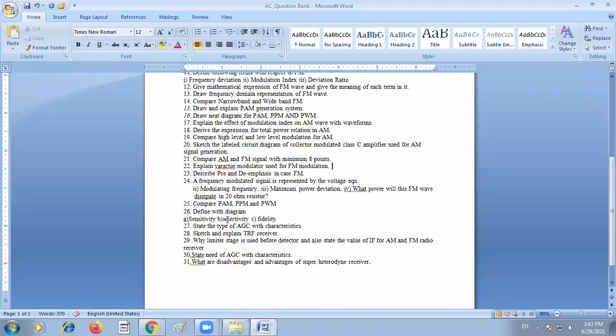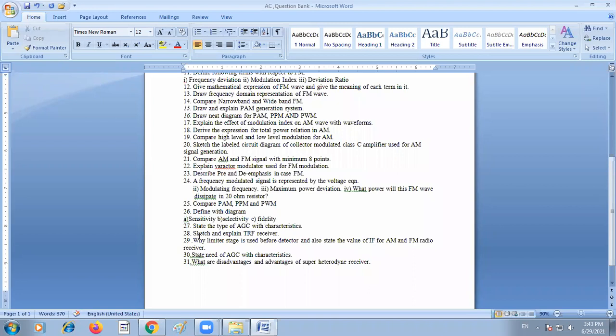So the next one is compare PAM, PWM, PPM. With waveforms you have to do the comparisons. The next one is define with diagram sensitivity and selectivity. What is sensitivity? Ability to respond to the weakest signal is sensitivity. Selectivity means ability to reject unwanted signals. Fidelity means ability to reproduce the signal faithfully. So please explain all these things.